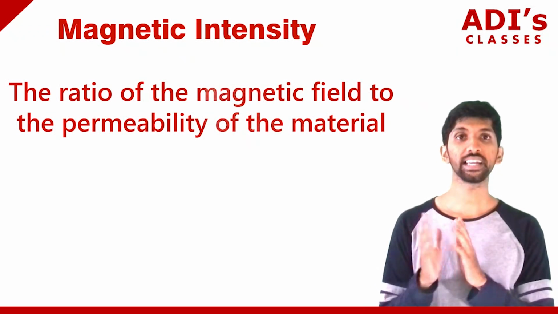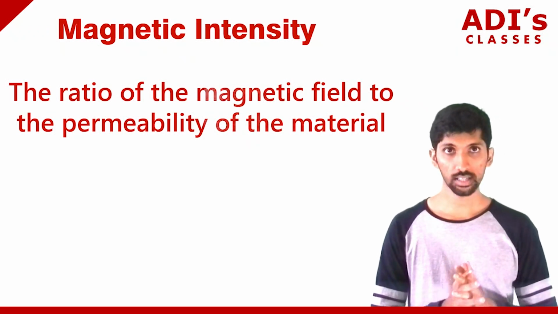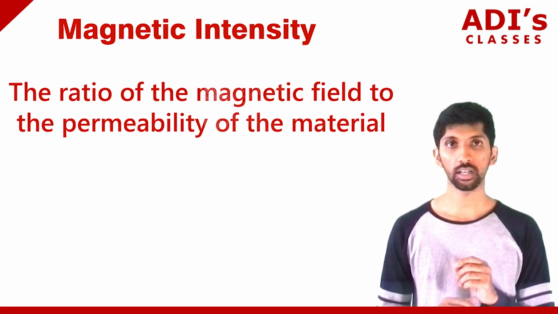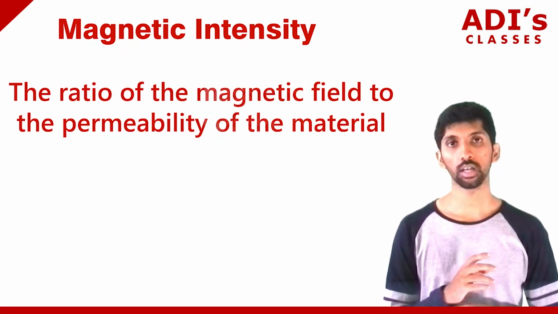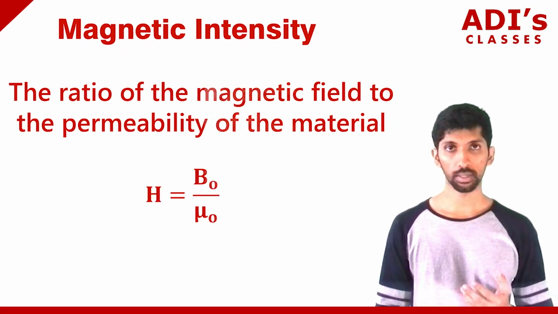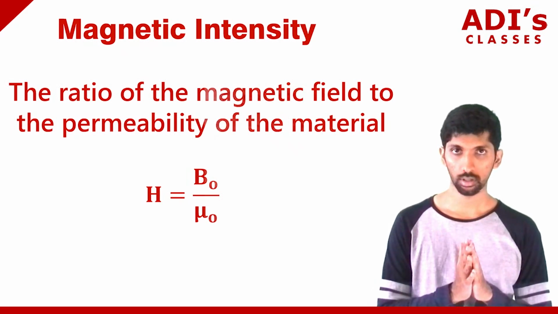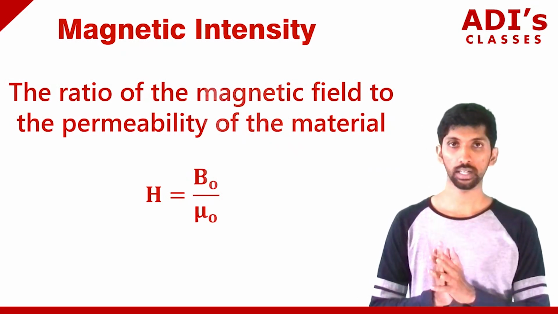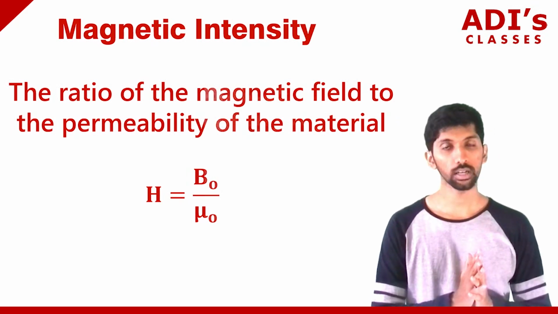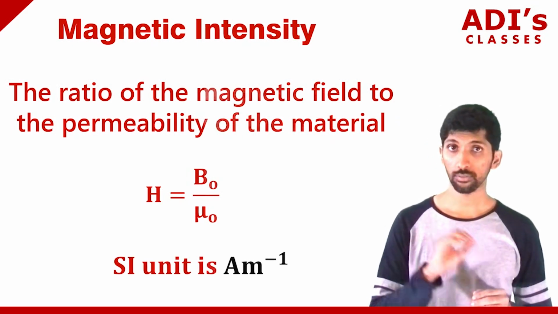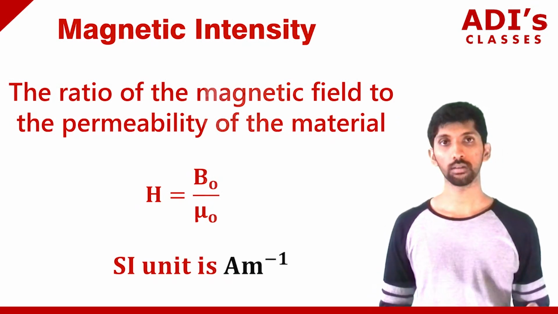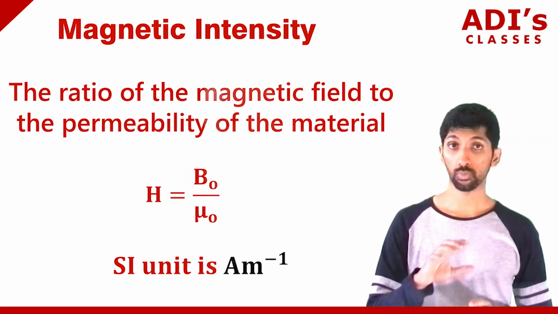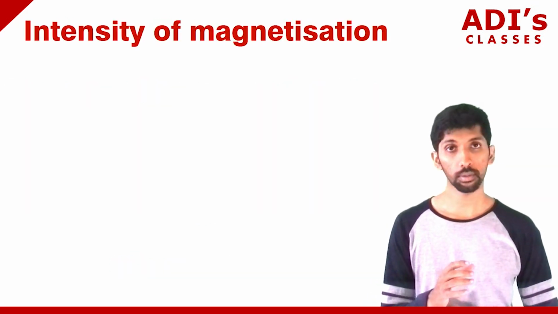Magnetic intensity is defined as the ratio of magnetic field to the permeability of the material. When we talk about permeability, it's basically that of vacuum. So you have H is equal to B naught divided by mu naught. The SI unit for magnetic intensity becomes ampere per meter. So this is one of the definitions which you guys have to remember.